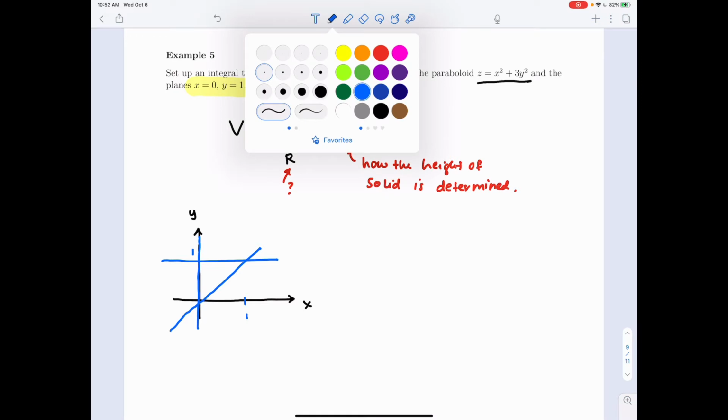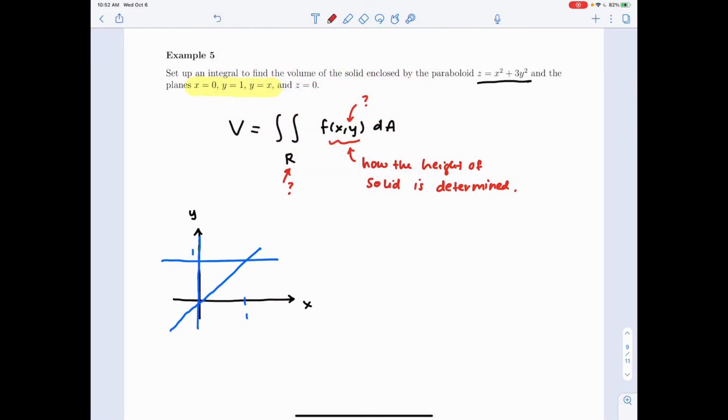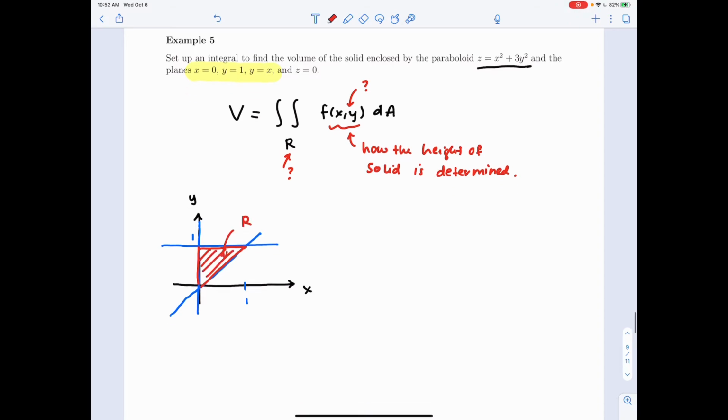Now I need to make sure that whatever region I select is actually bounded by the appropriate functions, because it kind of looks like, is this part down here somehow, like which triangle am I supposed to be picking? But notice I have to have x equals 0, y equals x, and y equals 1. And the only way to do that is to select this as my region of integration, R.